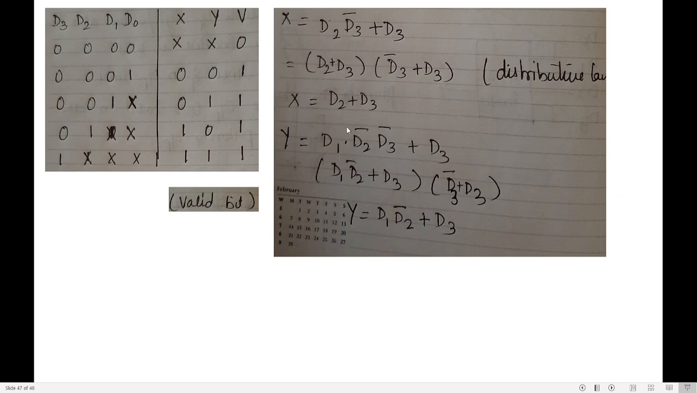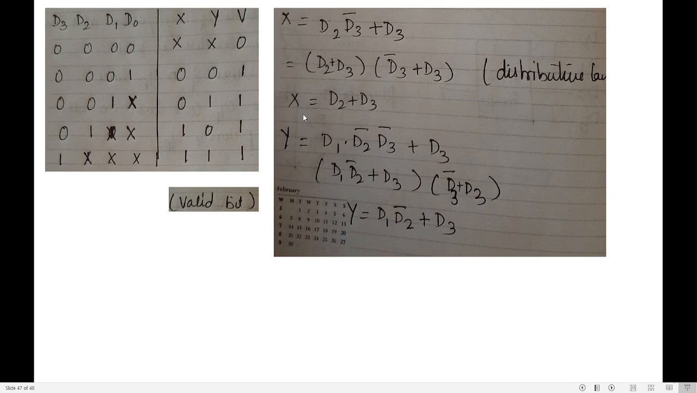Treat this as a single term. So if you treat this, what is it that you write? You write D2 plus D3, then D3 bar plus D3, right? Similarly, treat this as a single term: D1, D2 bar plus D3, D3 bar plus D3. You know A bar plus A is 1. So D3 bar plus D3 is 1. What is the answer you get? Y is equal to D1, D2 bar plus D3.